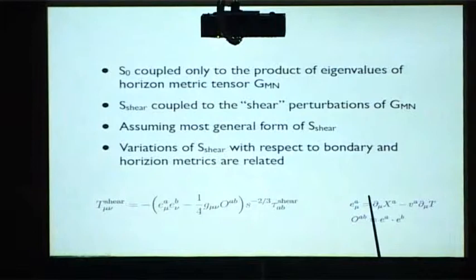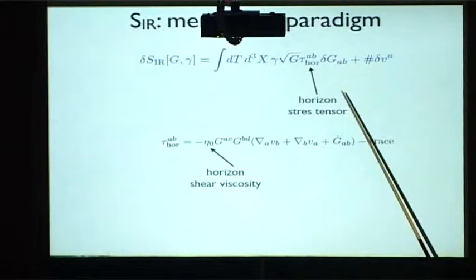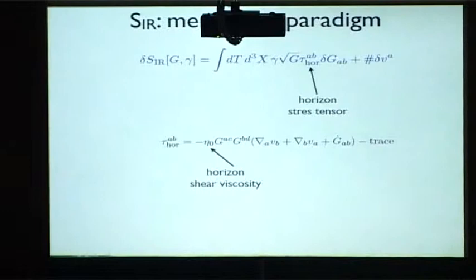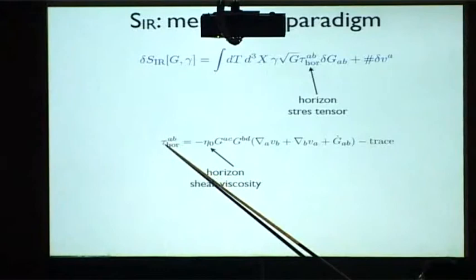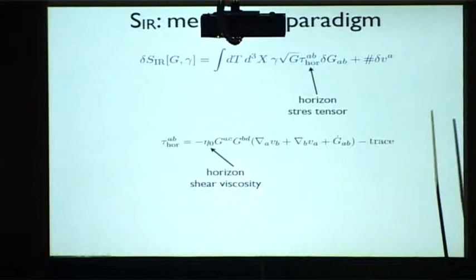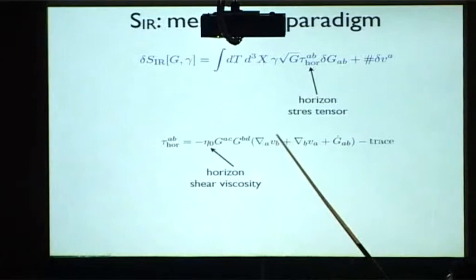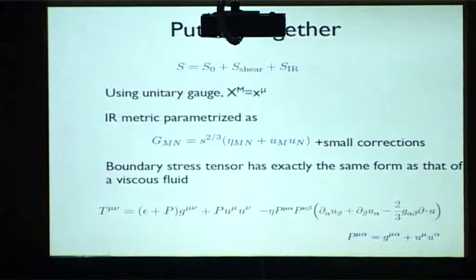Okay. And then the IR part of the action again is dictated by the membrane paradigm. So the only information that we need from the IR part is that it gives rise to a horizon stress tensor. The horizon stress tensor is the derivative of the action with respect to the metric near the horizon, not the metric at the boundary, and that is given by a shear tensor of the metric. Okay, combining everything, we can then go to a unitary gauge and derive the usual equation of fluid dynamics.